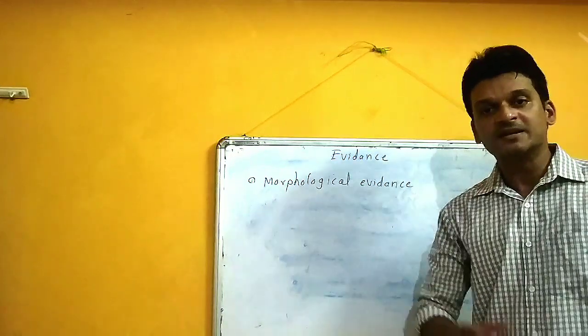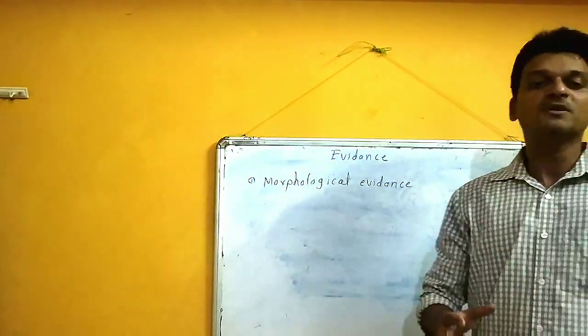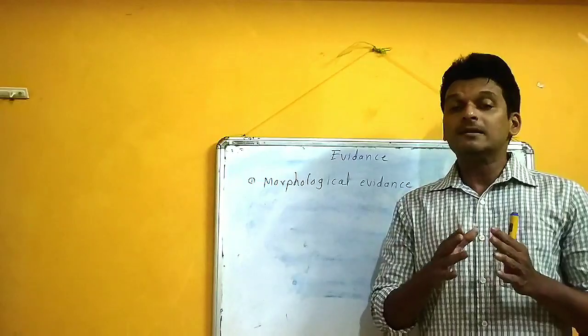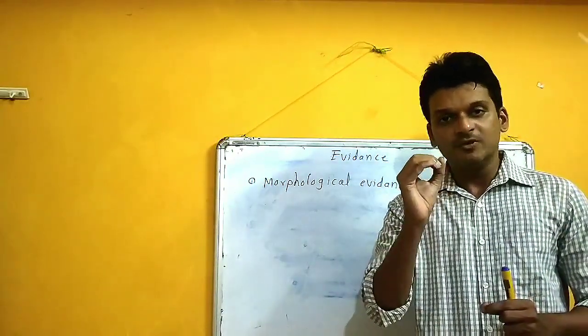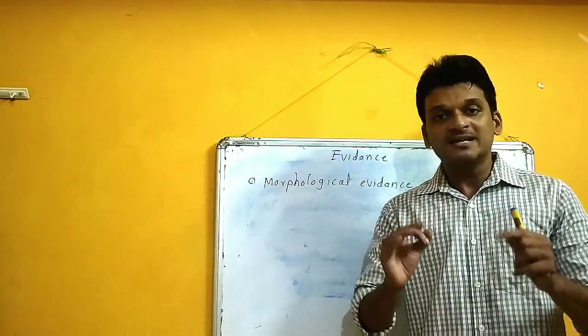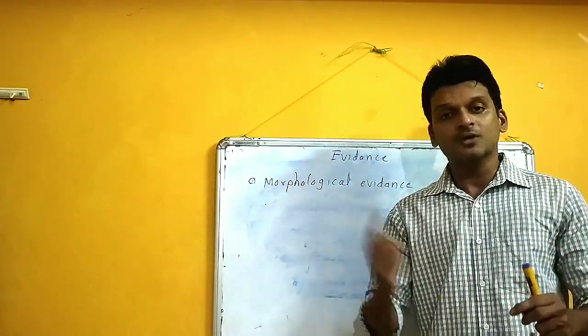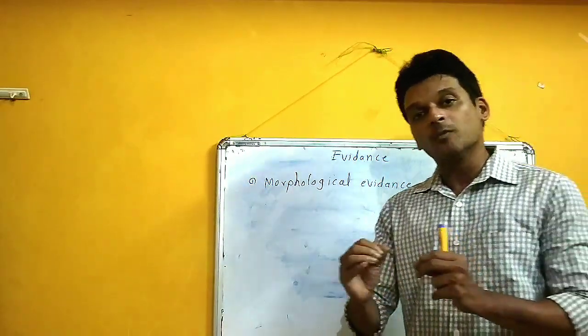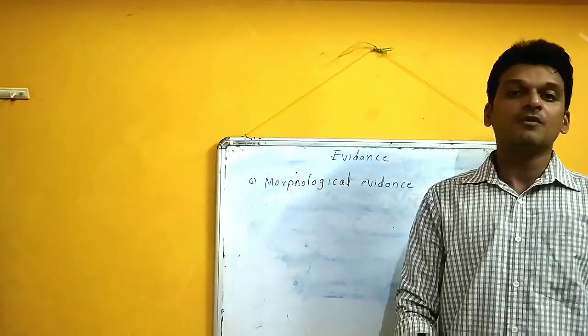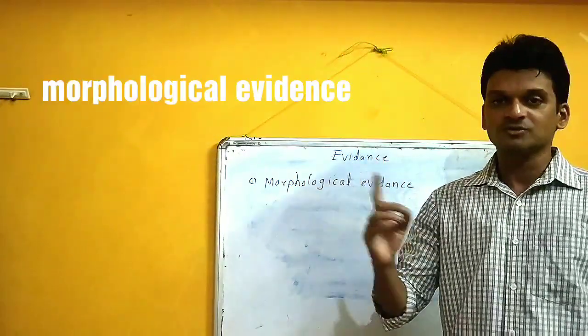Now we are going to start the different evidence that support this theory of evolution. While learning all this evidence, you have to keep one thing in mind. Our final aim will be to prove that the organisms that exist today, the organisms that are around us, all these organisms have a common ancestor and a common origin. So let us start with our evidence, that is morphological evidence.